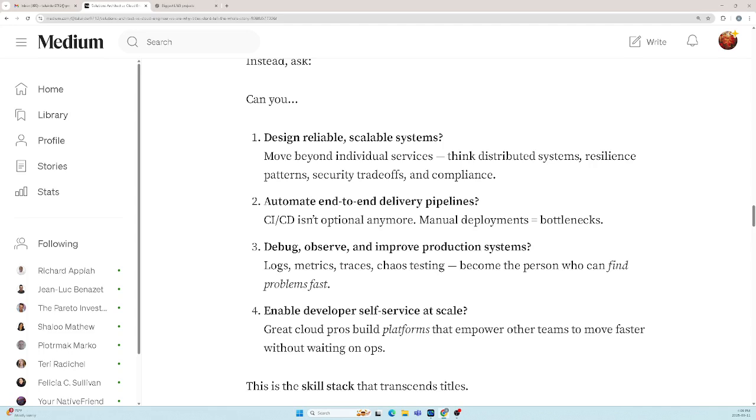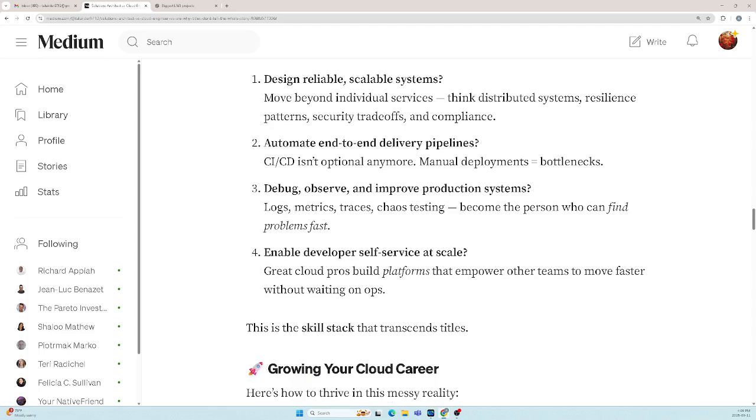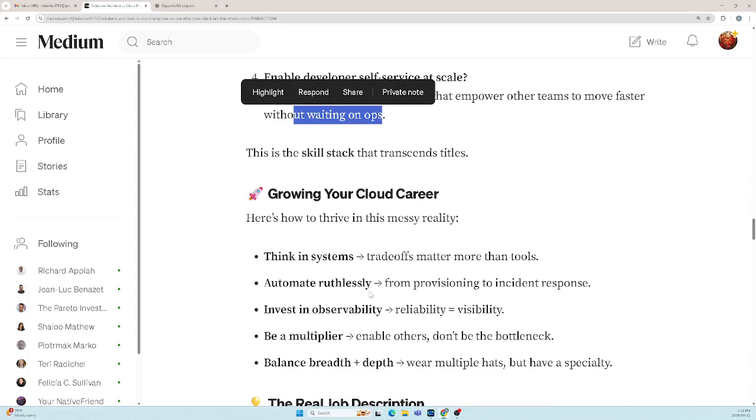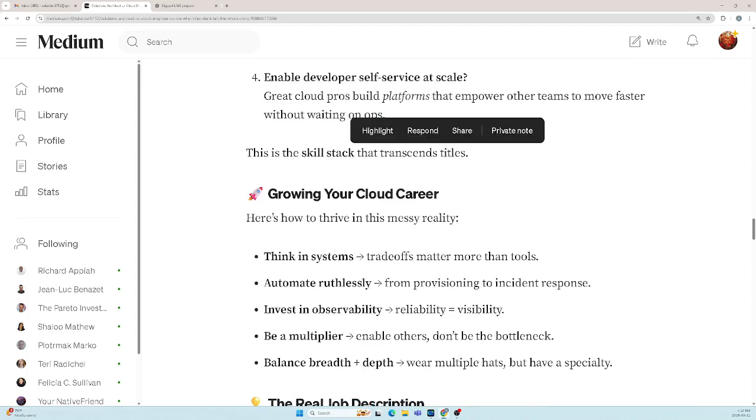If something happens, where should you go? Logs, metrics. Then enable developer self-service at scale. Great cloud pros build the platform that empowers the team to move without waiting on ops. Okay. So this is the skill stack transition beyond title, growing your career.